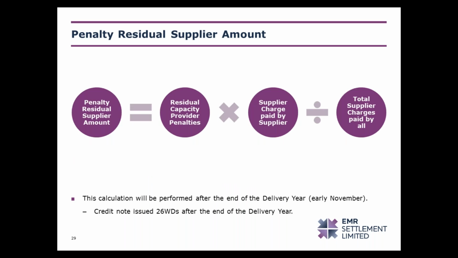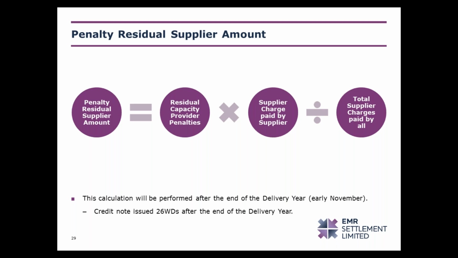So the calculation is the residual capacity provider penalties times the supplier charge paid by the supplier over the total supplier charges paid by all. So it's your share of things paid. So not on your meter data, but on what you have paid compared to what everyone else has paid. And this calculation will be performed after the end of the delivery year.